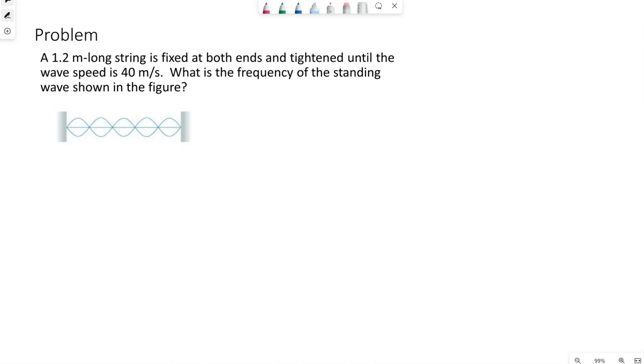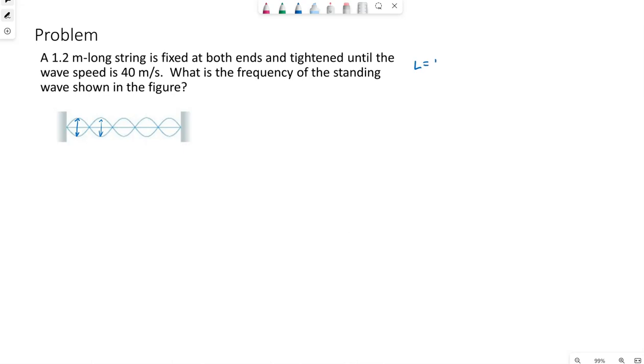We have an example problem here. A 1.2 meter long string is fixed at both ends and tightened until the wave speed is 40 meters per second. What is the frequency of the standing wave shown in the figure? All right, so they're showing us a standing wave pattern. The way they're showing it is representing where these antinodes, how we would see these oscillating up and down.